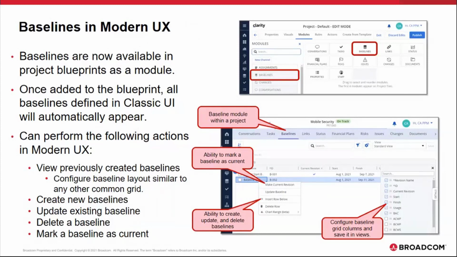They can view previously created baselines, configure the baseline layout similar to any other common grid, so they can see any of those attributes for the baseline, be able to drag and drop or save it in different views. Users can create new baselines using either the plus button or insert a new row. Users can update existing baselines, delete a baseline, or mark a baseline as current.